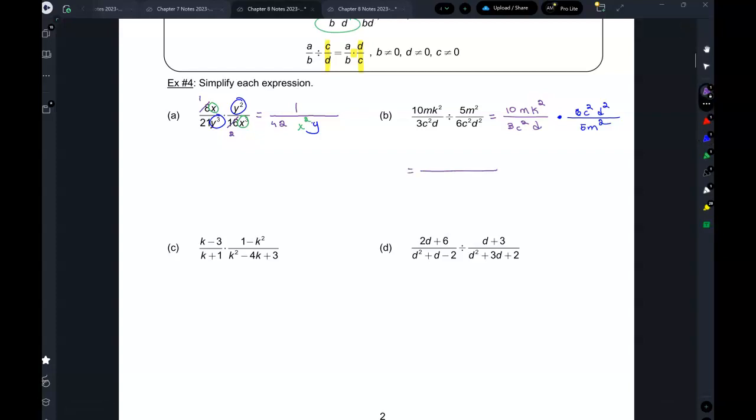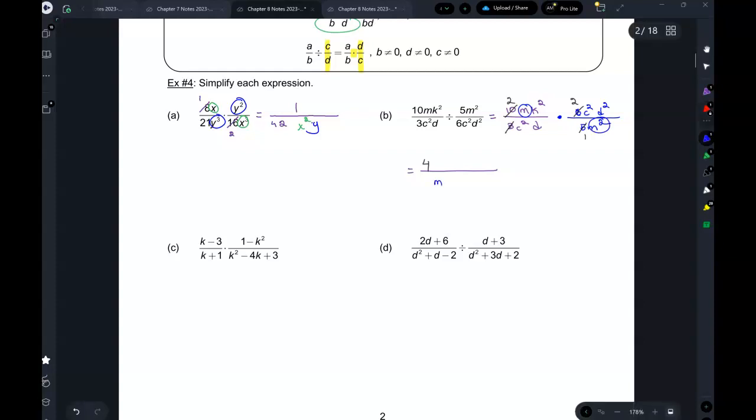Let's do coefficients first, right? Okay, so here's a 3, here's a 6. That gives me a 2. What else? The 5 and the 10. Okay, so total, if I collect all the coefficients, I have 4 on top, 1 on the bottom. Yeah? Okay, so let's do the m's. I have 1 m on top, 2 on the bottom. So I'm going to have 1 m on the bottom.